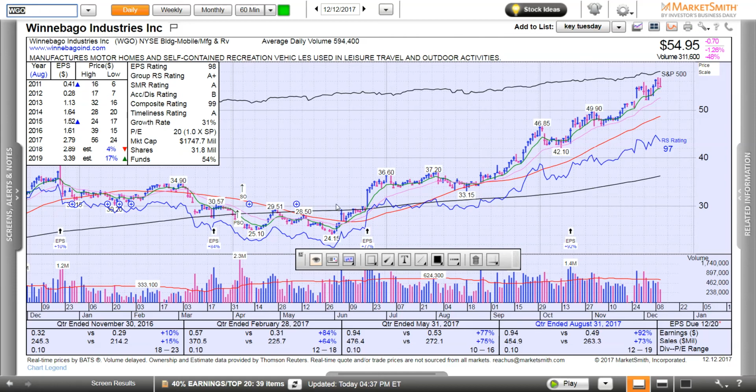So we take these constraints: leading groups, leading stocks, stocks over $10 a share that trade more than 100,000 shares a day with an accumulation distribution of A or B. That means they're being bought. They're above the 50-day. They're within 15% of 52-week highs. You put all those things together, and folks, you got a recipe for a good cake.